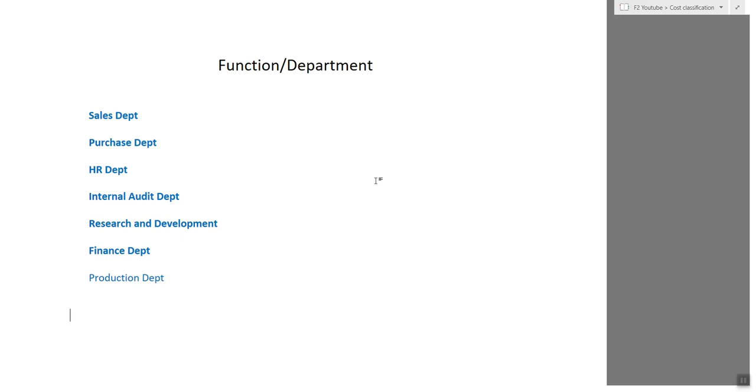Selection and recruitment costs would be specifically related to the HR department. You would have studied these departments in F1 as well. But to understand the specific costs that are incurred, I recommend going to the cost classification chapter and looking at those cost types. Not very important exam-wise, but when we divide costs according to department or functions, it is called functional division.